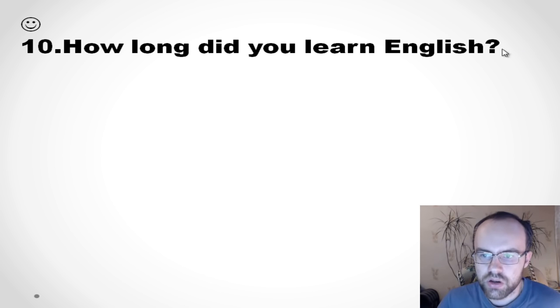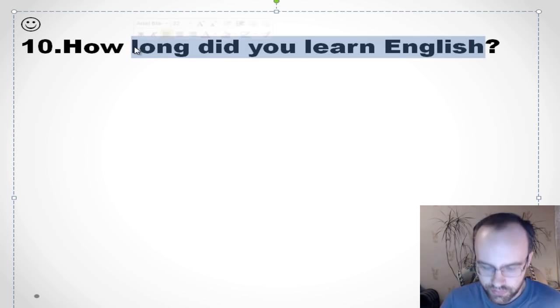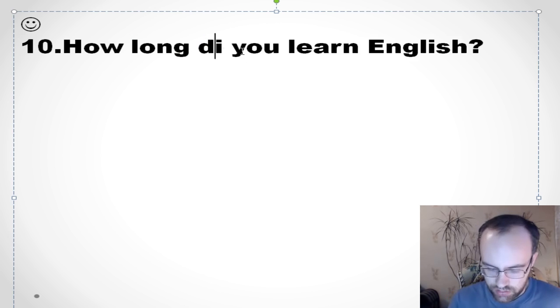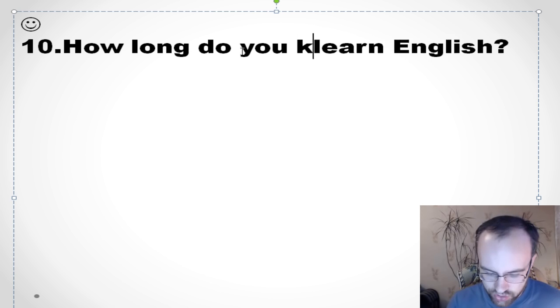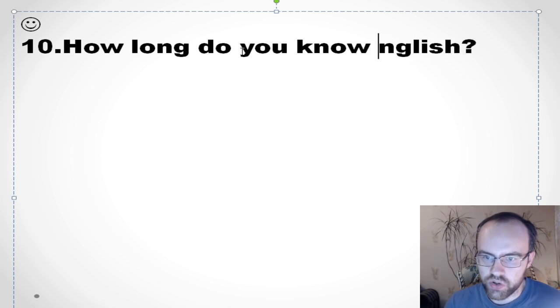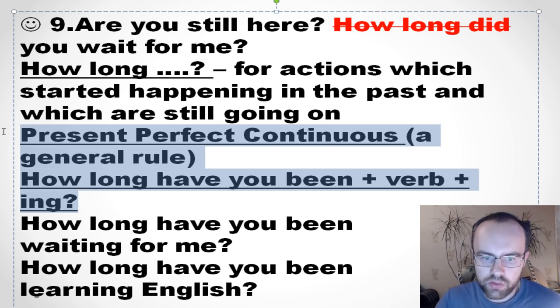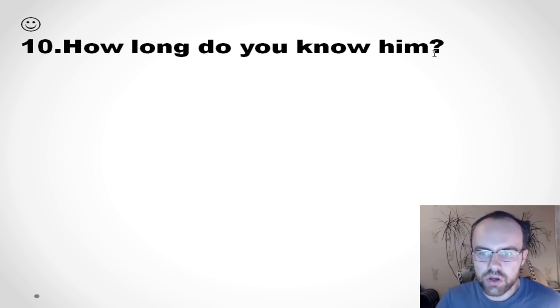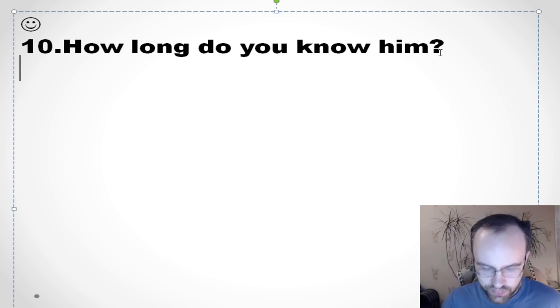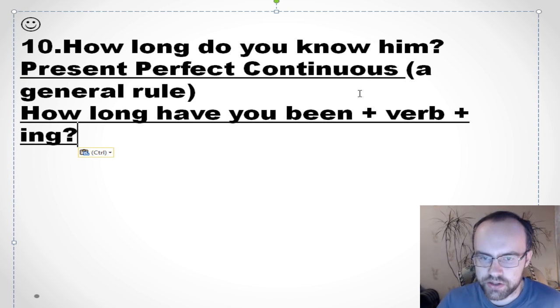Or just one more. How long do you know him? Is it right or not? Not. Why? You know our rule that you need to use present perfect continuous, a general rule. And you need to say how long have you been plus verb plus ing.